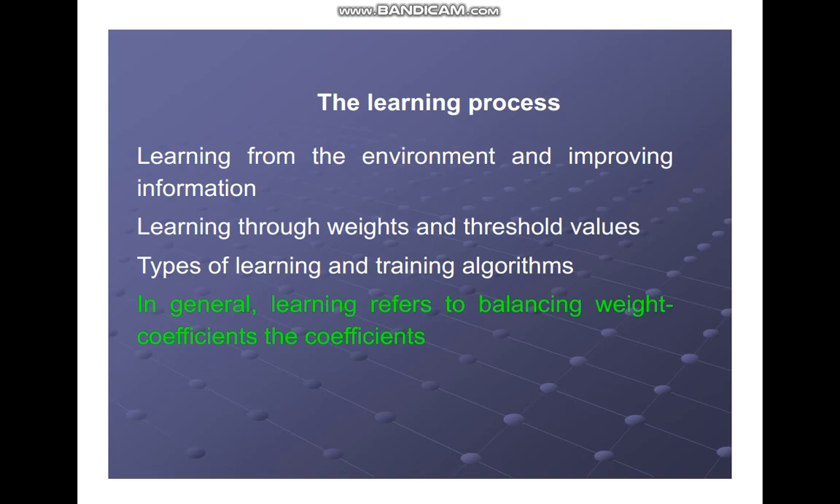What is a learning process? In general, learning refers to balancing weights and coefficients, and updating the weights through a learning process by adjusting the weights and biases. Learning means that the neural network is learning from the environment and improving through the learning process.